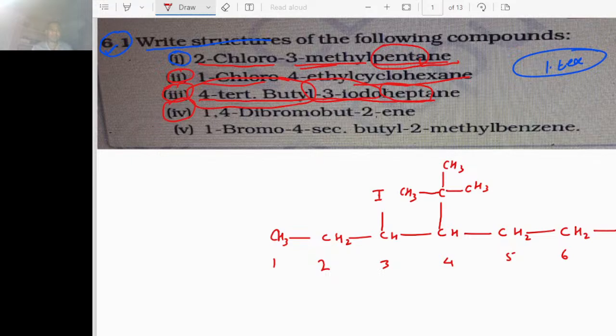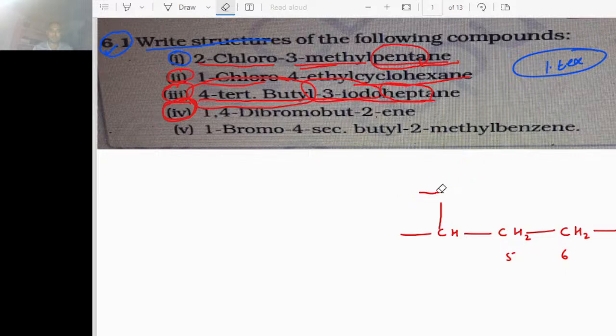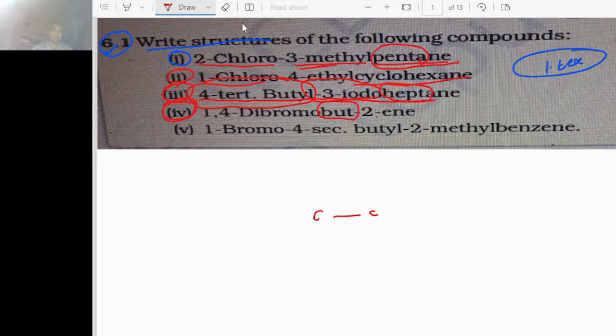Let's see the next one, the fourth one, students. To go to the fourth one, I have to erase this one also, because the space here is not that much. Okay, so students, what is the fourth one? They are talking about 1,4-dibromobut-2-ene. So what is but, students? But means 4 carbon.